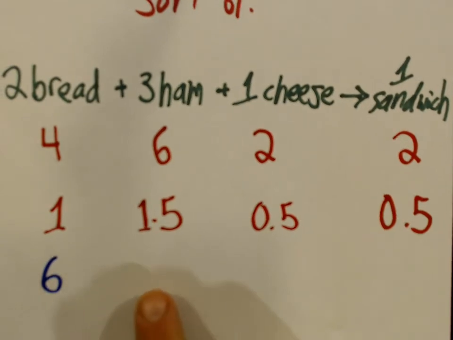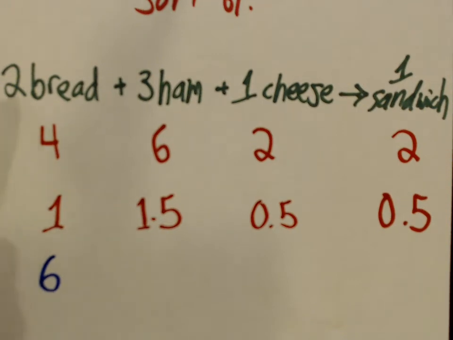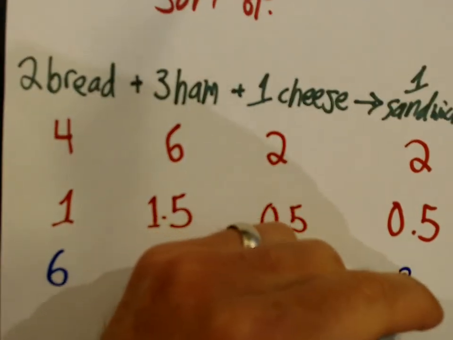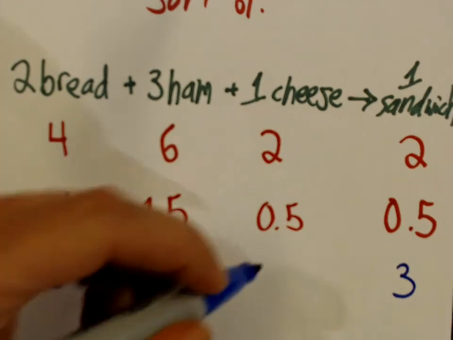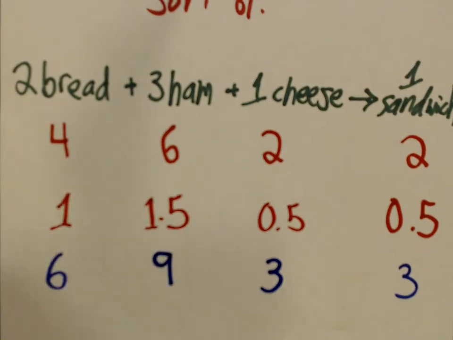You could then predict how many sandwiches could be made, and you would predict how much of the other ingredients would be needed. Okay? So the normal recipe calls for 2 pieces of bread. Well, we got 6 pieces of bread. That's 3 times greater. So that means we'll be able to make 3 sandwiches. We will require 3 pieces of cheese. And how many bits of ham there? That's right, 9.